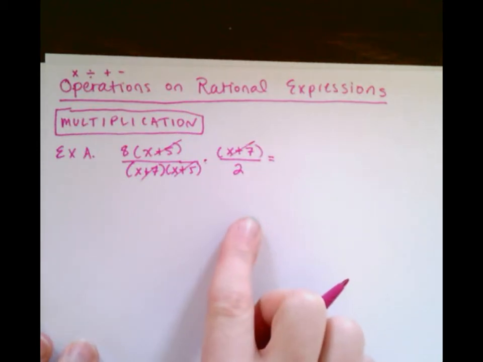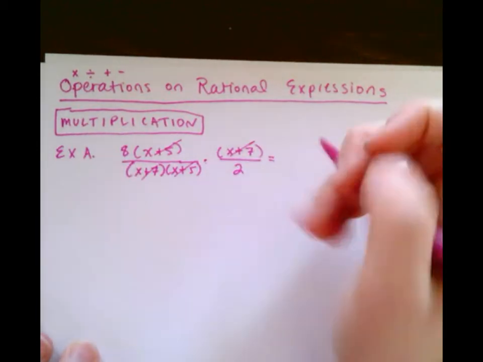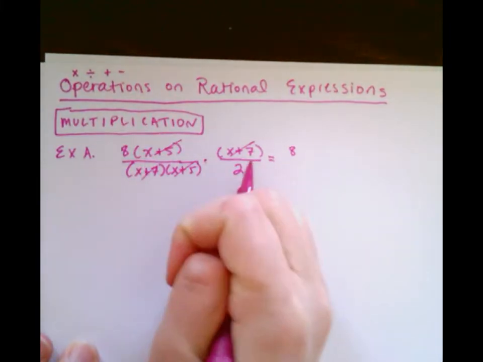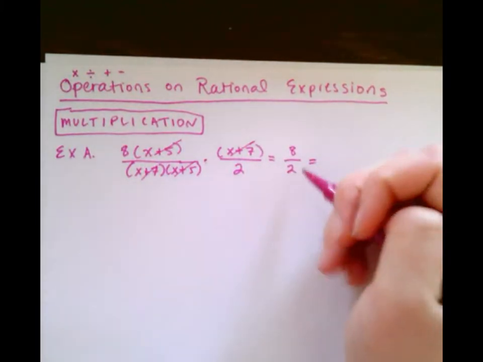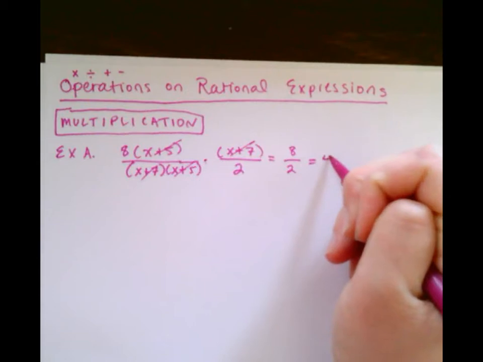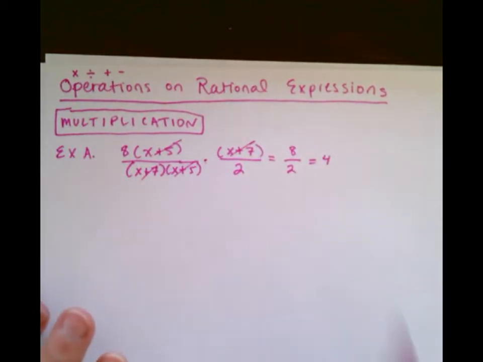So now I don't have a lot left. I only have that 8, right? There's nothing else on top, and the 2. And then I could simplify that further by saying 8 divided by 2 is 4. It won't always simplify completely to just one number. Sometimes you'll have some factors left over on top and bottom. So that would be multiplication.